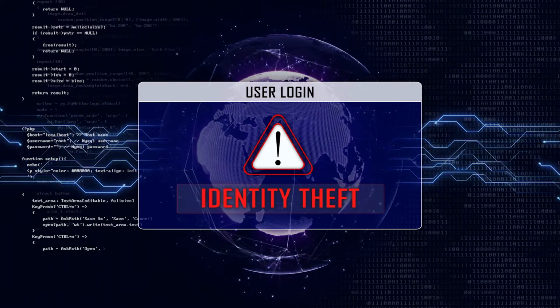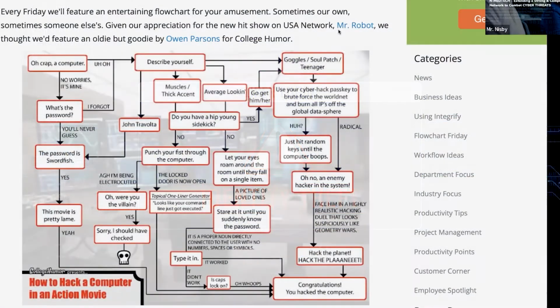I thought this might be a nice flow chart here. Integrify. It's kind of a joke here. Every Friday will feature an entertaining flow chart for your amusement. Sometimes our own, sometimes someone else's. Given our appreciation for the new hit show on USA Network, Mr. Robot, we thought we'd feature an oldie but goodie by Owen Parsons for College Humor. And it's a little flow chart here.